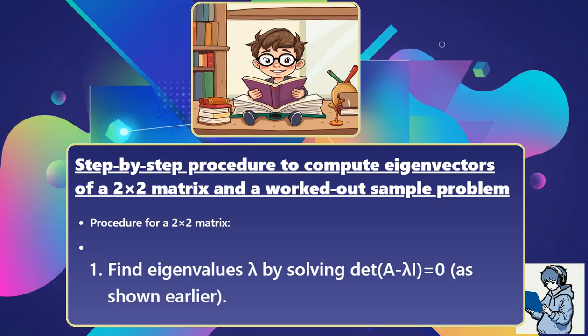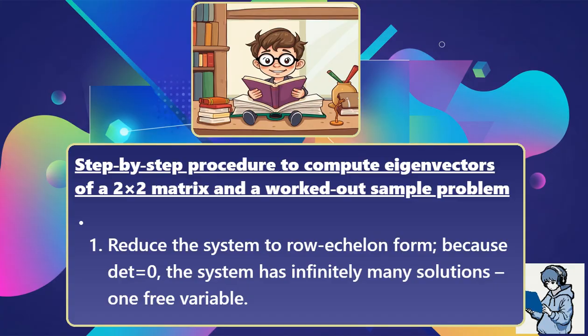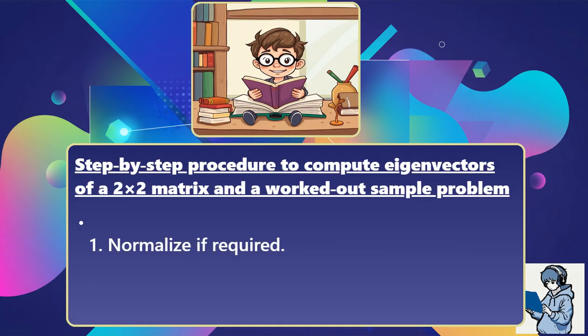Step 1. Find eigenvalues lambda by solving determinant A minus lambda I equals 0, as shown earlier. Step 2. For each lambda, form the linear system A minus lambda I times v equals 0. Step 3. Reduce the system to row echelon form. Because the determinant equals 0, the system has infinitely many solutions, one free variable. Step 4. Express the eigenvector in terms of the free variable, usually setting the free variable equal to 1 for simplicity. Step 5. Normalize if required.